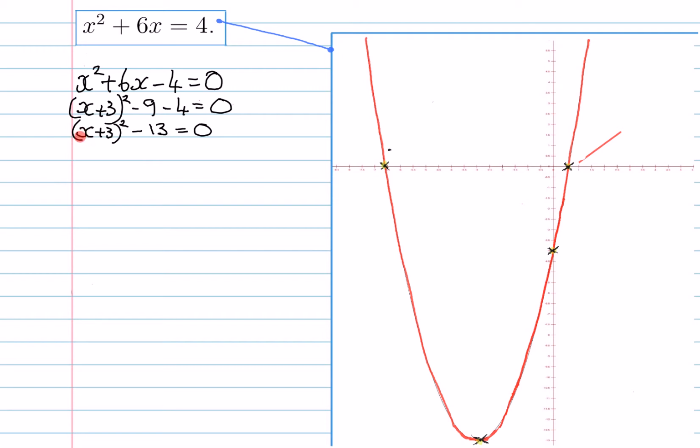Now what value for x will give us this minimum value of minus 13? Well, we have to make this 0. The value of x that is going to make this here equal to 0 is minus 3.